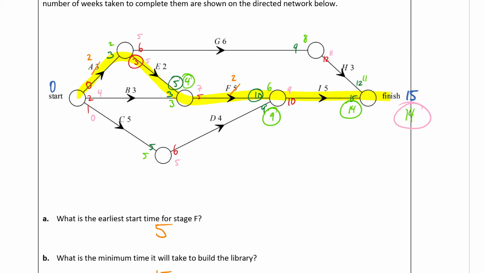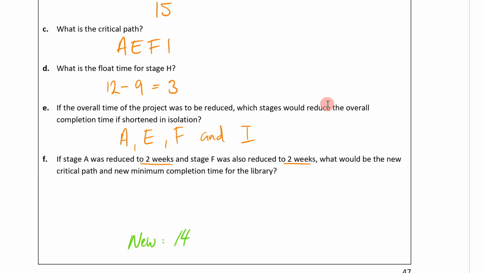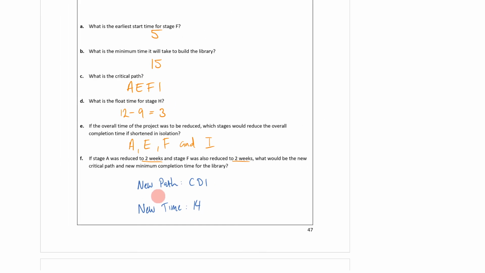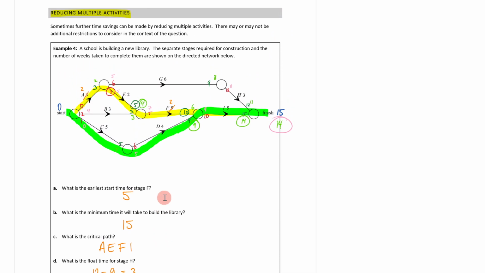So now we've got a new critical path emerging here. It's going to be 0, 0, 5, 5, then 9, 9, and then all the way through there. So now it's going to be C, D, I. That's going to be the new critical path. And hopefully you can see that that's a messy thing to do, isn't it? So the new path is C, D, I, and the new time is 14. And that's how you do it. The new path, the new time, a bit of a messy question there, but hopefully you can see how we've gone about it.